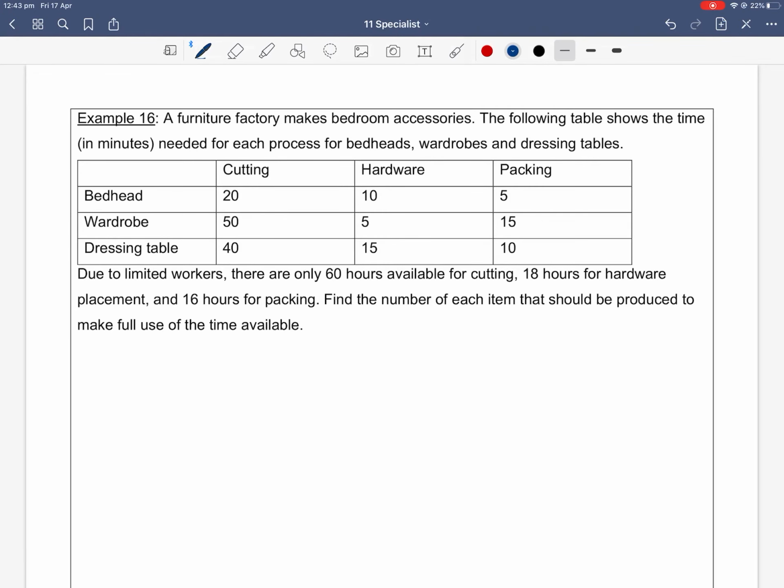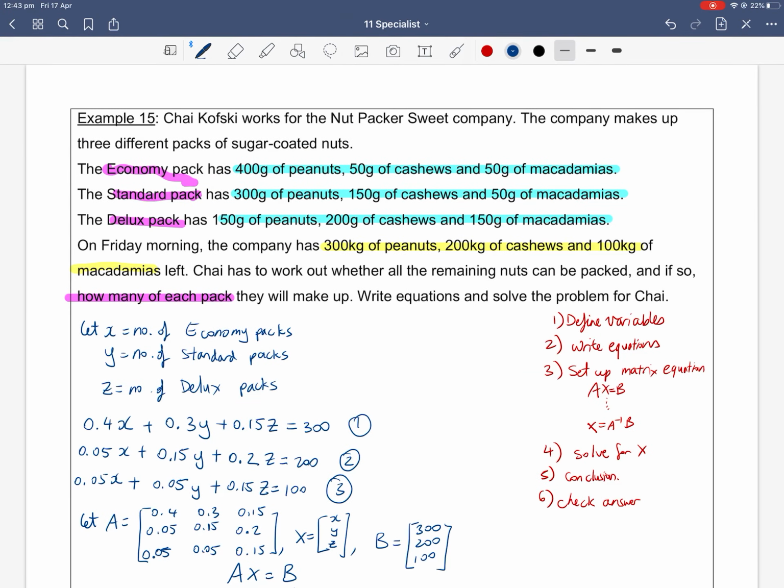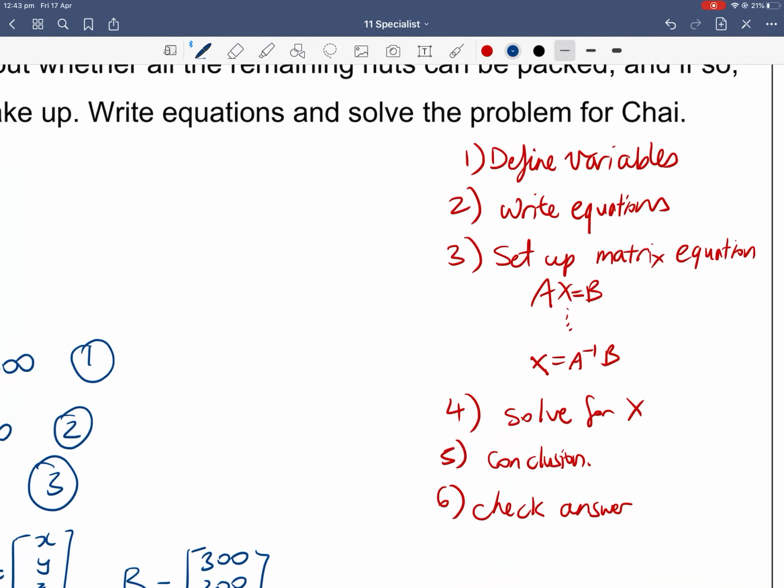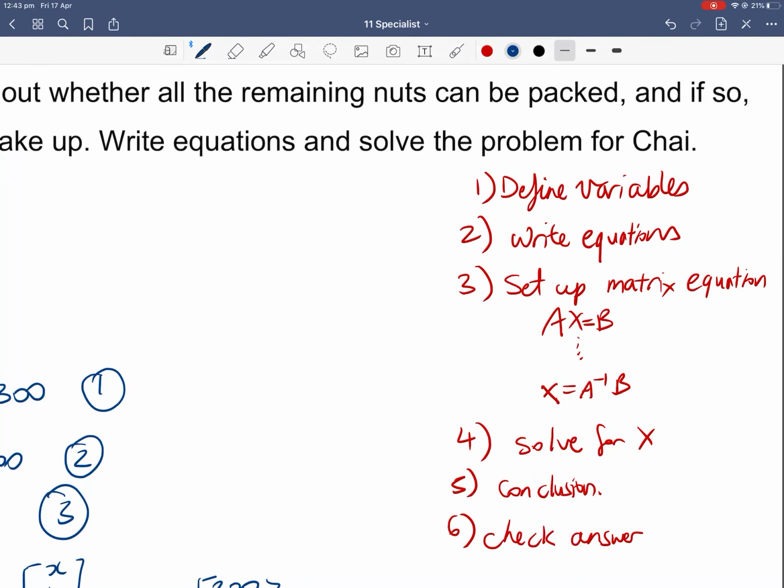Okay, so now let's have a look at the next word problem, example 16. It's actually not that much different to example 15. The processes are still the same. So step 1, define your variables. Step 2, write your equations so you can get your simultaneous equations.